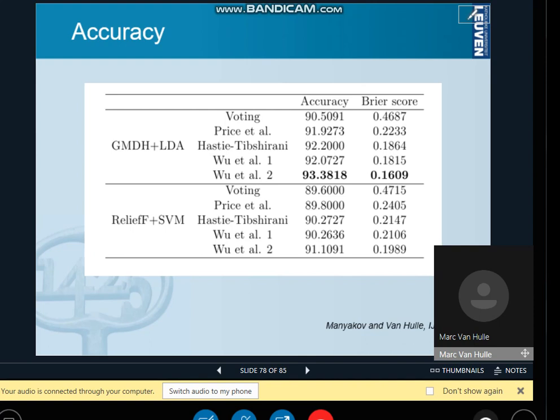You can also see the Brier score, which is also a metric, and the smaller the Brier score, the better. So it's another way of looking. I mean, there are many ways to look at accuracies. So this is one of them.